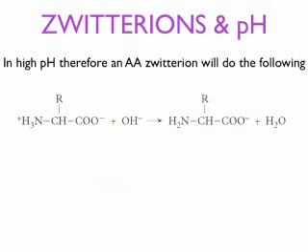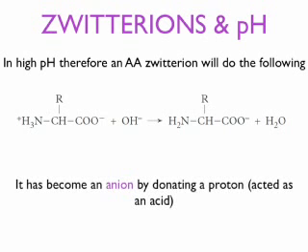It's no surprise that in a basic environment the opposite can happen. Note on the left there's a typical Zwitterion in solution. H3N+, R group, COO-. If you put that in a basic environment, the H3N+ will donate its proton to solution, thereby neutralizing the hydroxide group and lowering pH. You then end up with an overall negative charge on your carboxylic acid group, which means that this has become an anion. It's donated its proton and is overall negative.